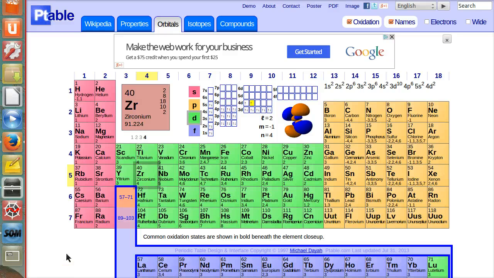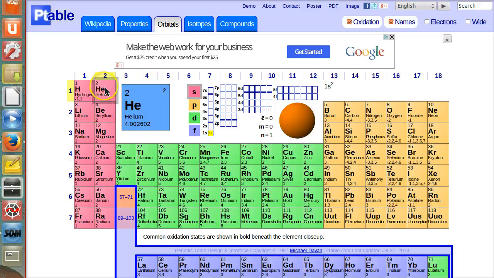And here we are at ptable.com. I just want to show you a little bit about how the electron configurations in atoms fit in with the periodic table.